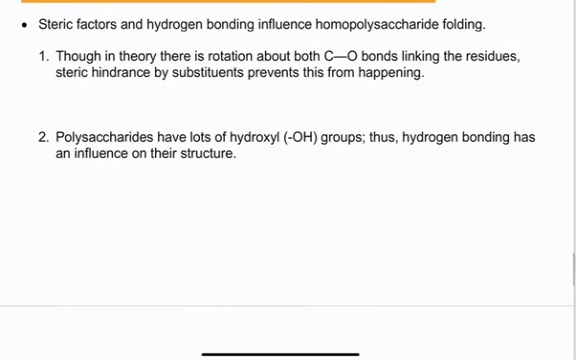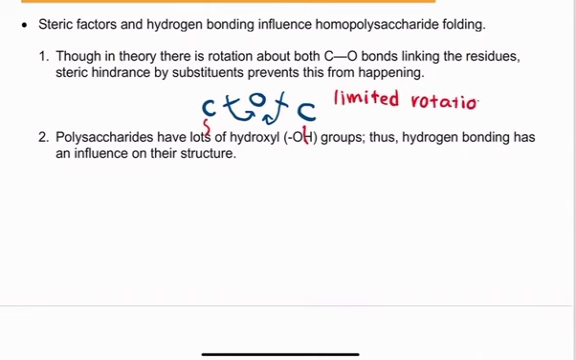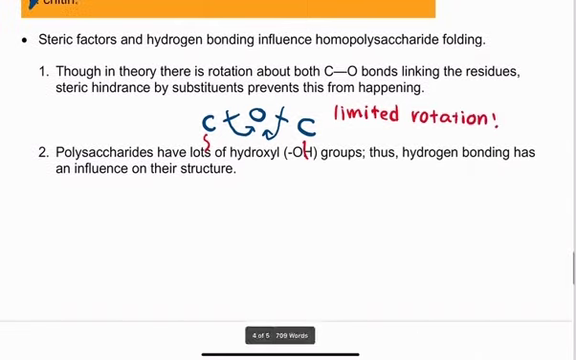Okay. Steric factors and hydrogen bonding influence homopolysaccharide folding. Though in theory there is a rotation about both of the carbon-oxygen bonds linking the residues, steric hindrance by substituents prevents this from happening. So if we were to look at something like this, in theory there could be a rotation. However, likely not due to the limited rotation of steric hindrance. Okay. Polysaccharides have lots of hydroxyl, OH groups. Thus, hydrogen bonding has an influence on their structure as well.